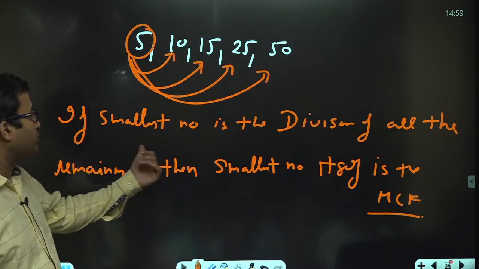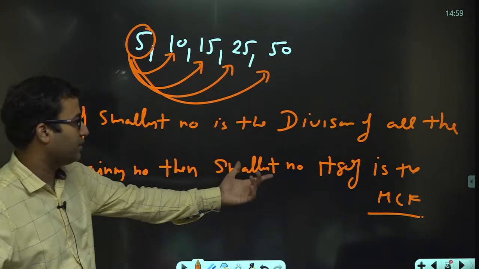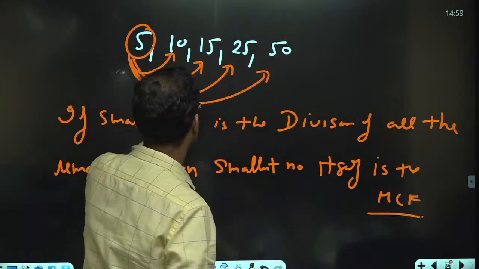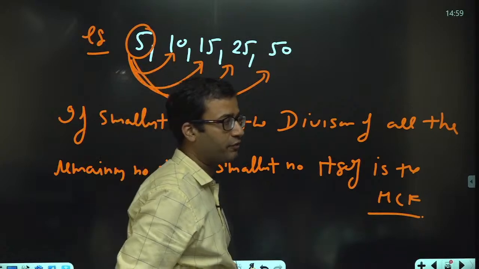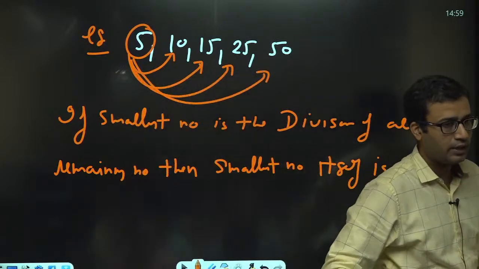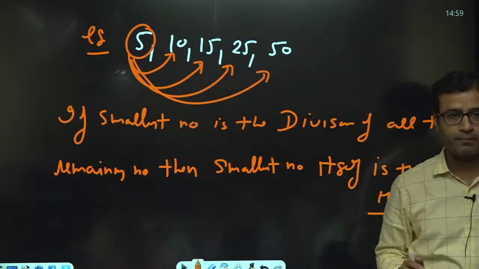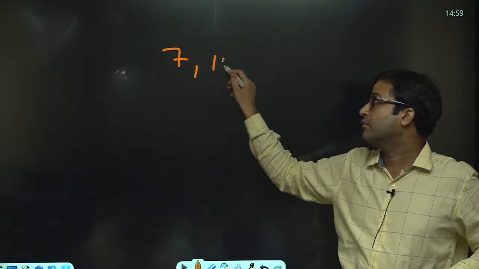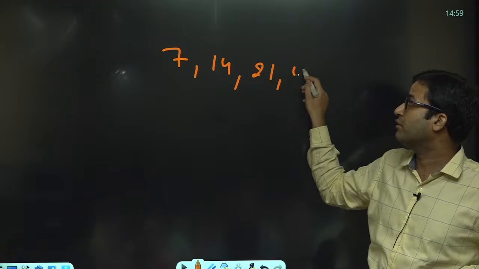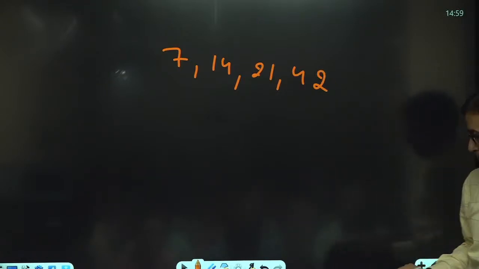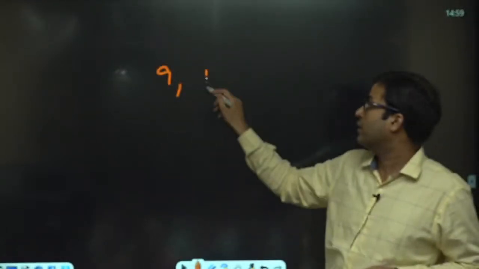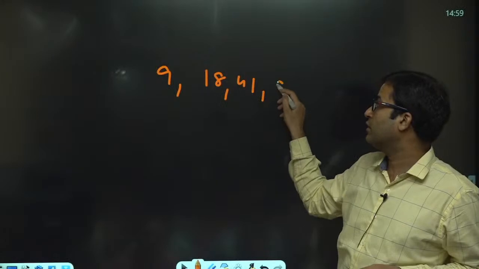So now here, if the smallest number is the divisor of all the remaining numbers, then the smallest number itself is the HCF. You can write an example. For example, 5, 10, 15, 25, 50. Here HCF is 5. HCF of these numbers is 5. I ask you: 7, 14, 21, 42. 7. Now 9, 18, 41, 90.